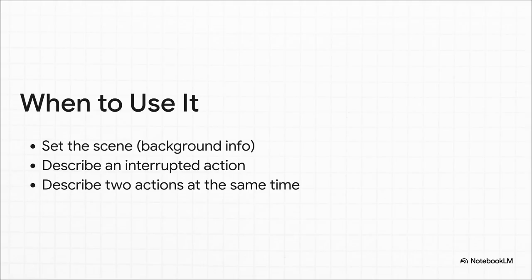So what's its job in a story? It basically has three main superpowers. First, it sets the scene. It gives us the background info. Remember when the speaker said they were buying a map? That's setting the scene. Second, it describes a longer action that gets interrupted by something short and sudden. And third, you can use it to show two things happening at the same time, like you were looking at your itinerary and planning where to go.